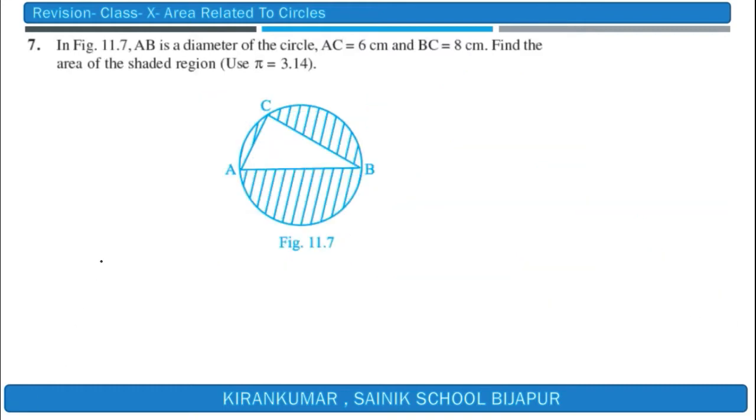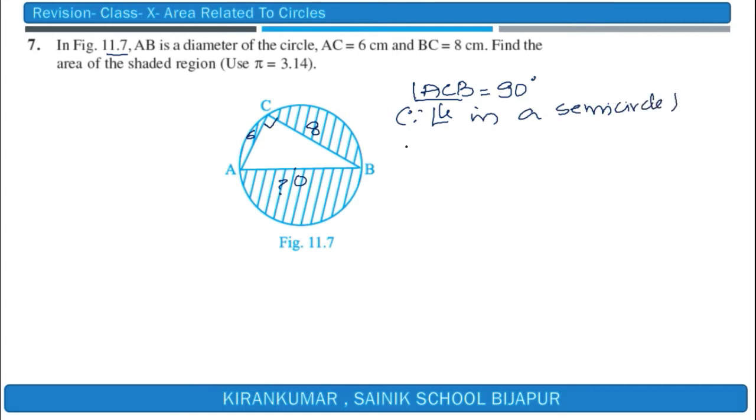Question 7. In the figure 11.7, AB is the diameter of the circle, AC is 6, BC is 8 centimeter. Find the area of the shaded region. Here we need to find the length of AB, which is a diameter. Let me consider O as the center. We all know that the diameter will subtend the angle 90 degree at the circumference. Angle ACB is equal to 90 degree because the angle subtended by a semicircle is 90 degree.